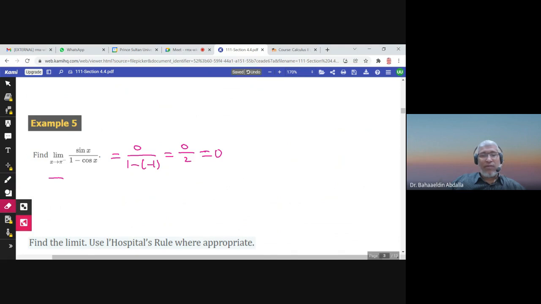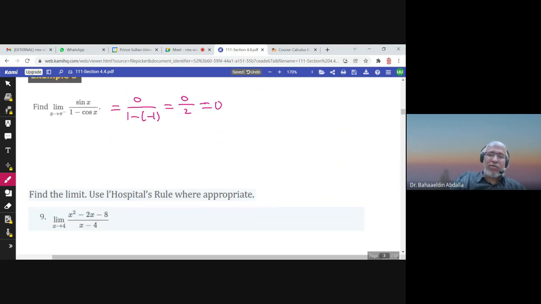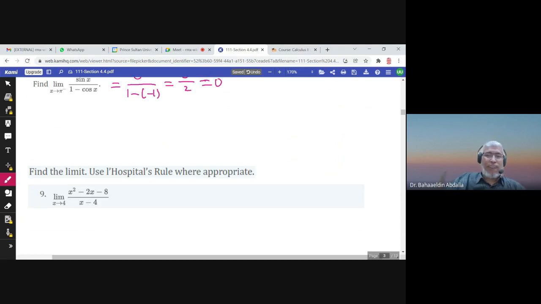So here we did not use L'Hopital's rule. We can't use L'Hopital's rule because it is not 0 over 0 or infinity over infinity. So directly we have the answer.